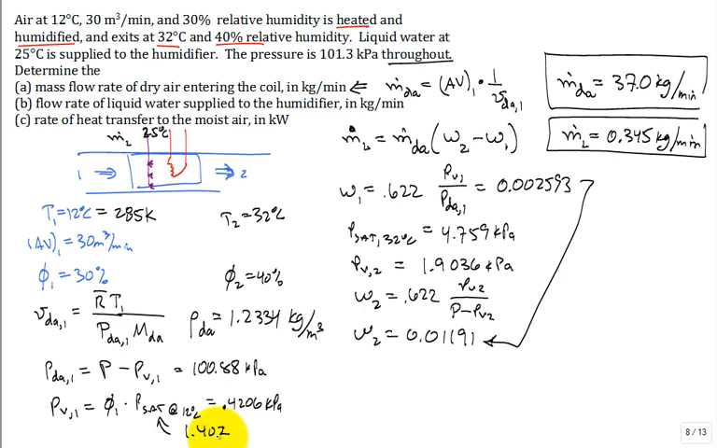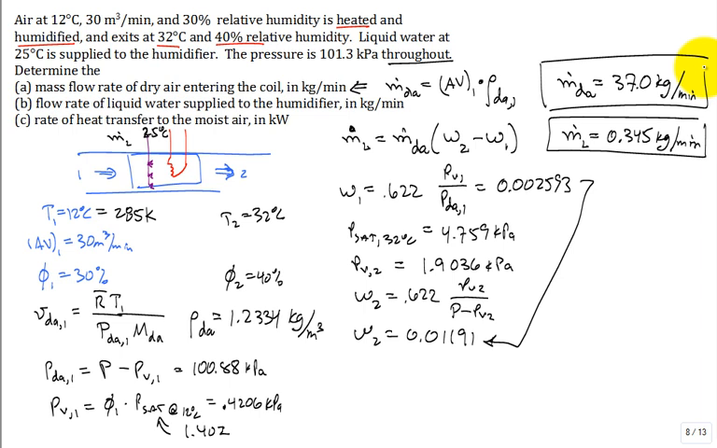I just have a question. That m dot DA, that was the mass flow rate of the dry air. That was from AV times rho. Yeah, times rho of the dry air at the inlet. Yeah, because you reciprocate rho over 1 over rho. All right? All right.